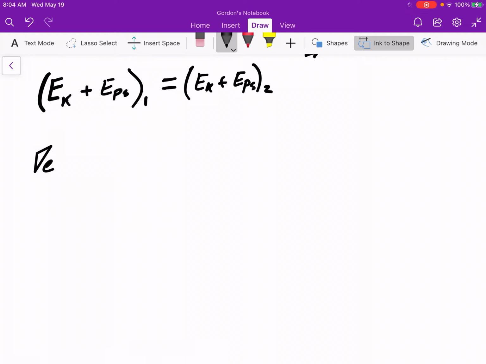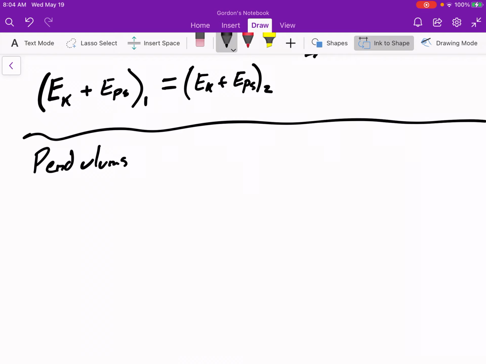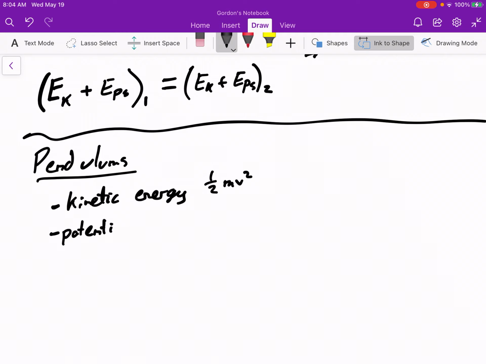With pendulums, it works out to be something very similar. In this case, the two types of energy that we have are, of course, kinetic energy of the object that is moving, which is 1/2 mv squared, and potential energy of gravity, because the object is moving up and down a little bit, and we'll calculate this with mgh.